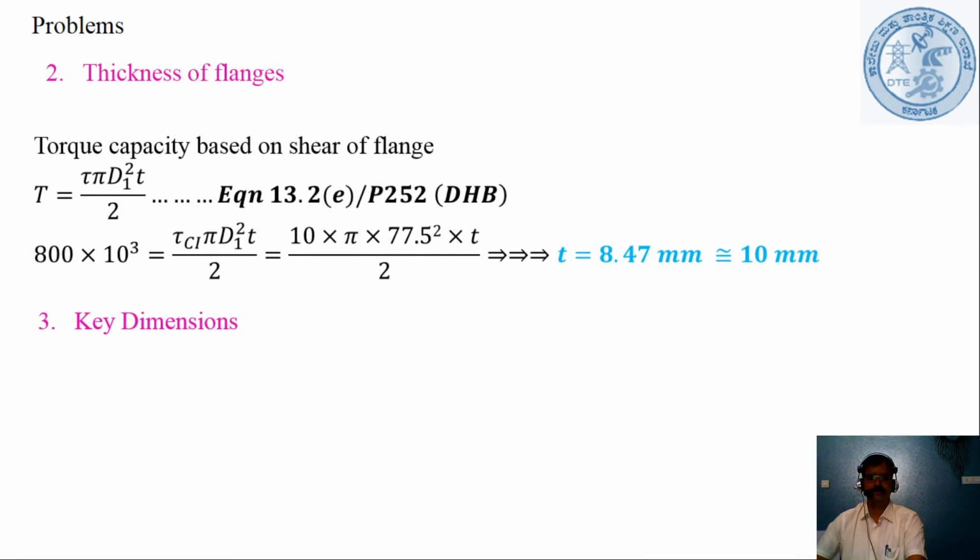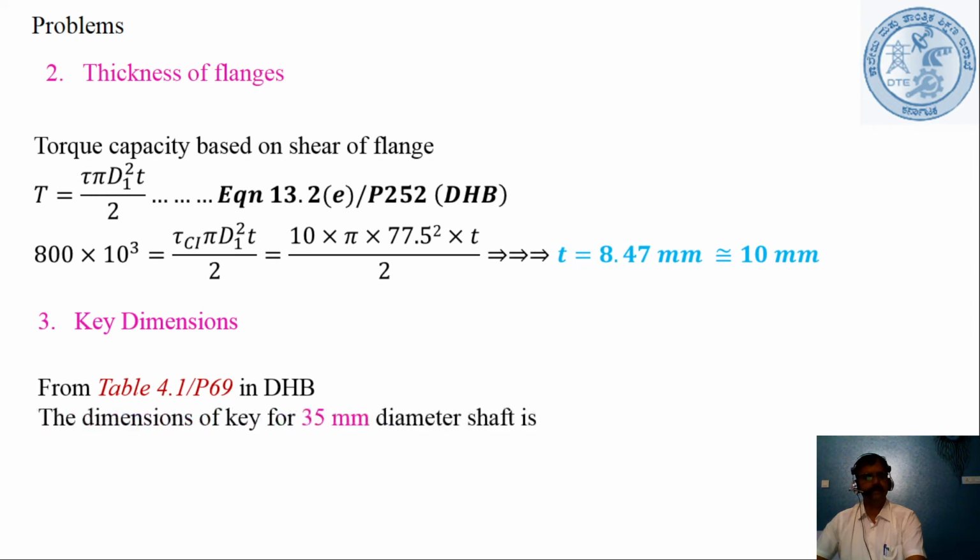Key dimensions. Now we have the shaft diameter. Usually we select the key dimensions from table 4.1, page number 69 in the design data handbook. From that we select the dimensions of the key for the 35 millimeter diameter shaft: b, the width, is equal to 10 millimeter and the height is equal to 8 millimeter.